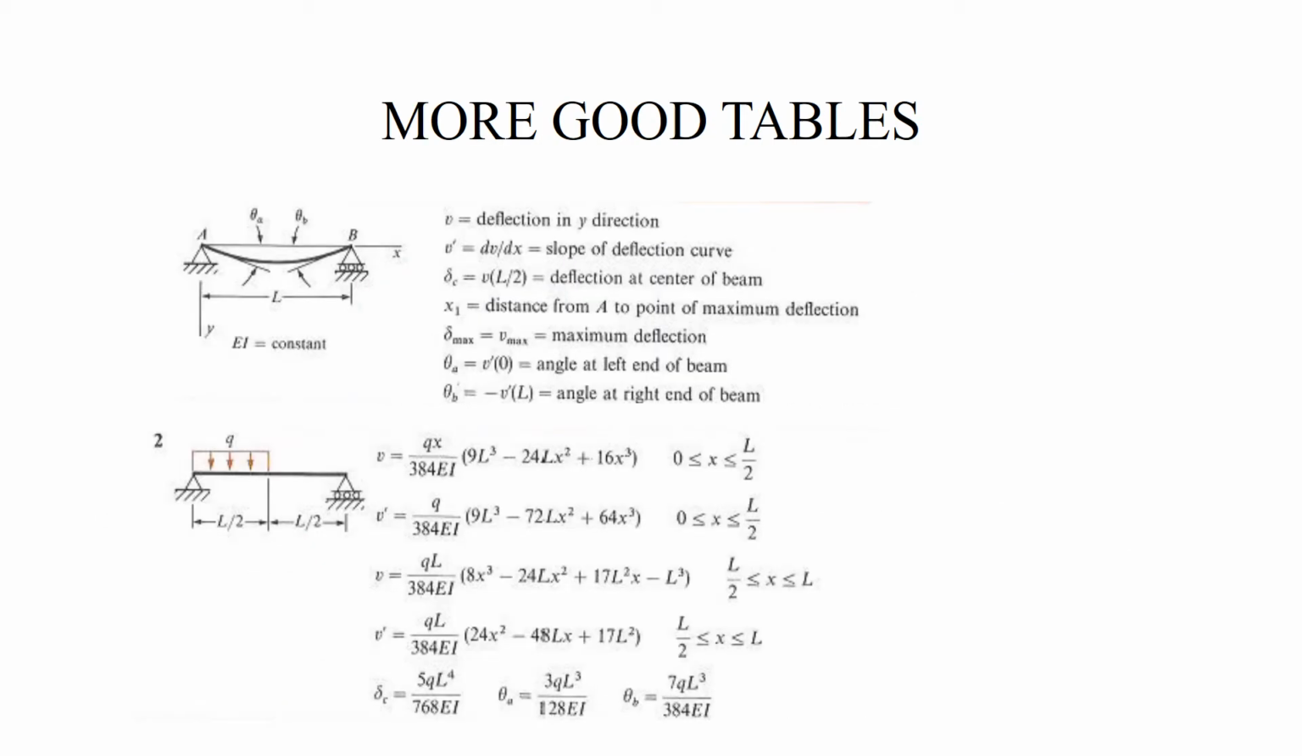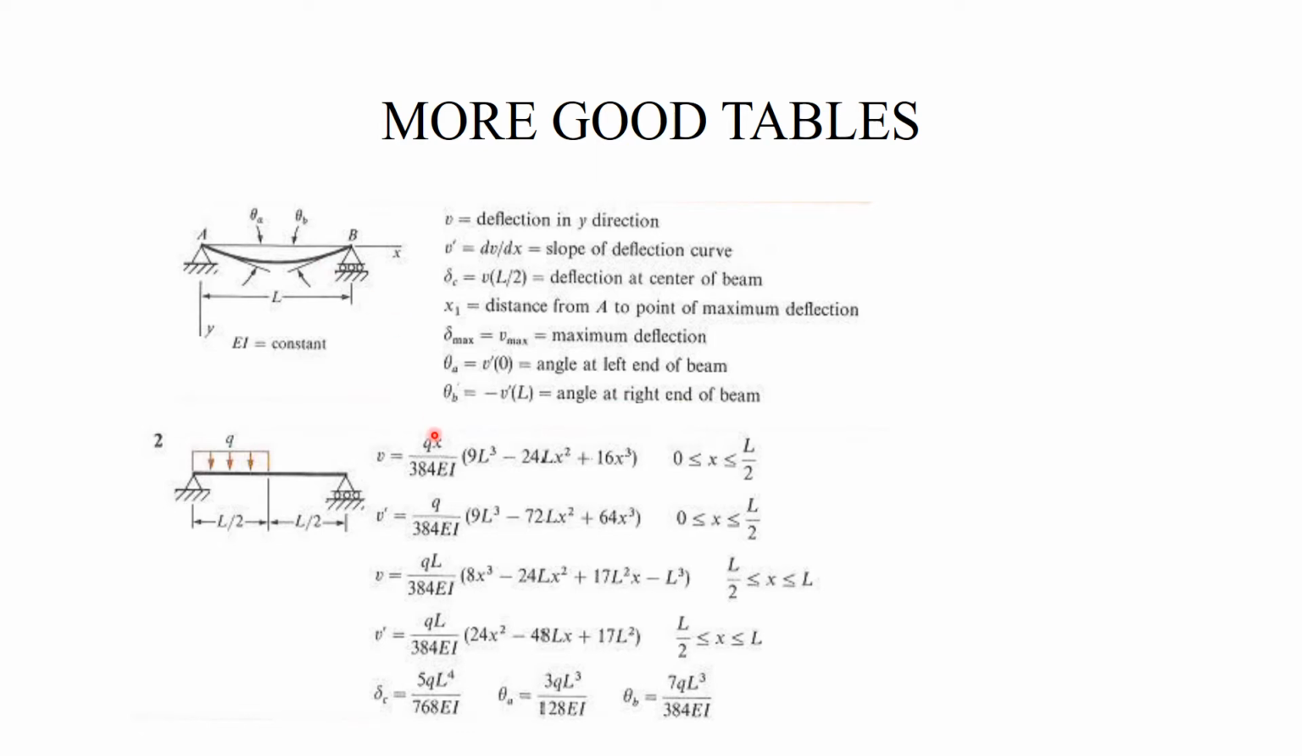The other set of tables I have are for simply supported beam. They're a little bit more elaborate because they have the displacement in the midpoint, delta C, and the maximum displacement, and of course we have two interesting angles, both at A and B.